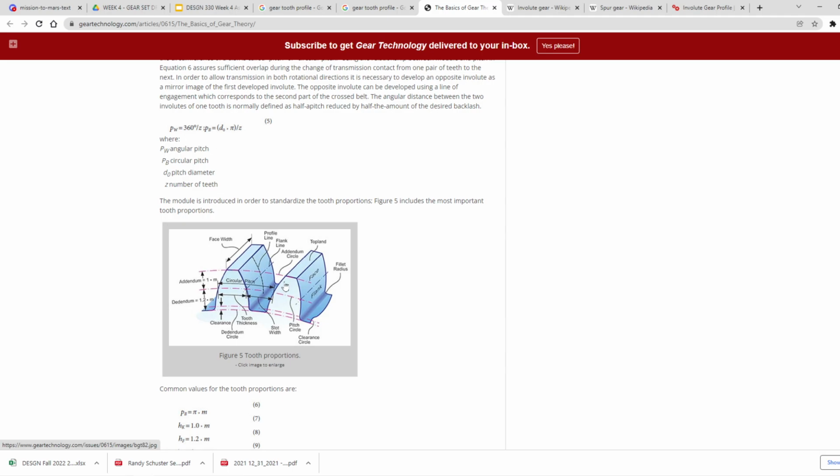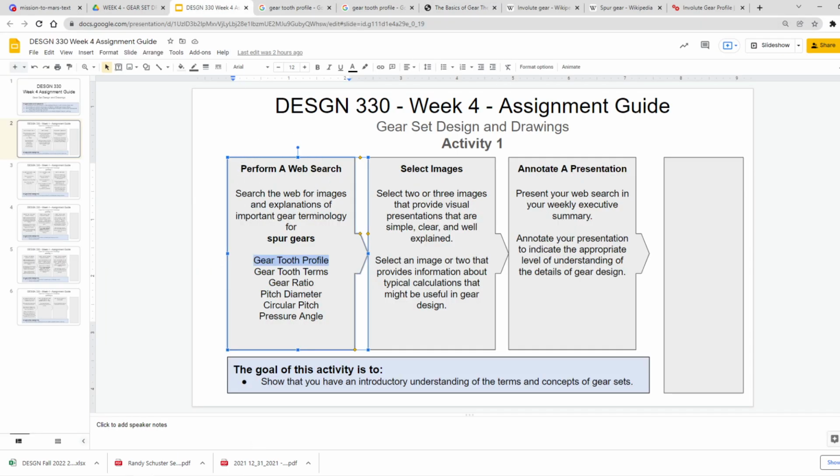So there's all sorts of cool stuff on here that you could start talking about and be able to describe. Like when you see the word addendum, what is it? You should be able to annotate that, hopefully, and think it out. Oh, I see. It's the part above the pitch circle. So that's how you would do this first part, perform a web search. And then out of all of that, select 2 or 3 images that are simple, clear, and well explained.